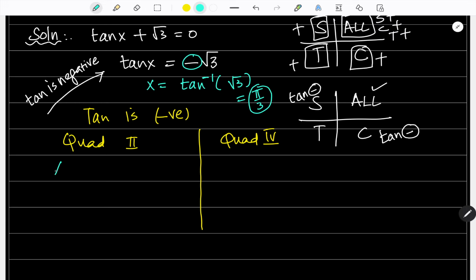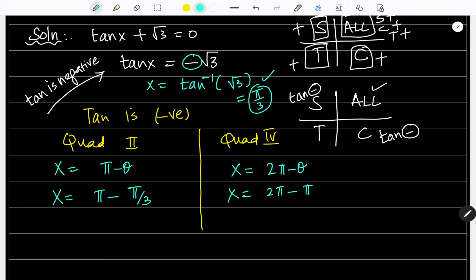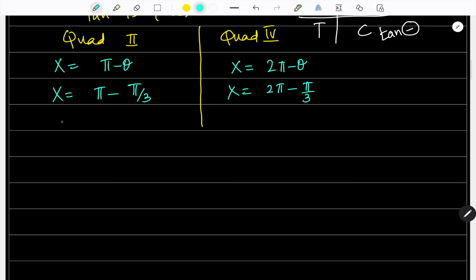So quadrant 2, what is the formula? x equals pi minus theta. For quadrant 4, what is the formula? x equals 2 pi minus theta. So x equals pi minus theta. What is the theta value? Pi over 3, which I got here. And x equals 2 pi minus pi over 3. So x equals pi minus pi over 3, 3 pi minus pi, which is 2 pi over 3.